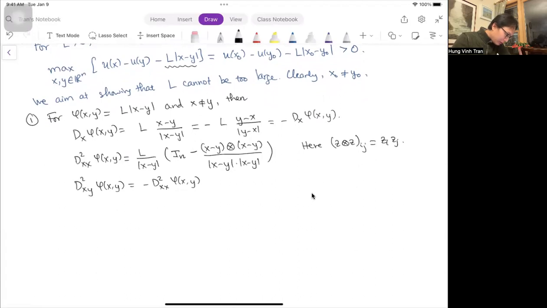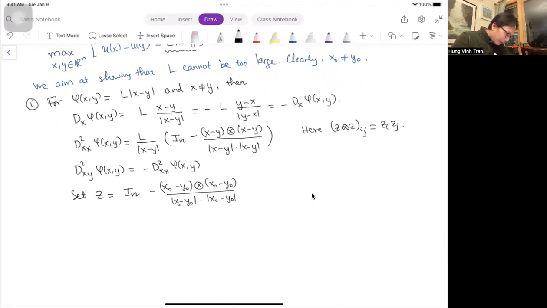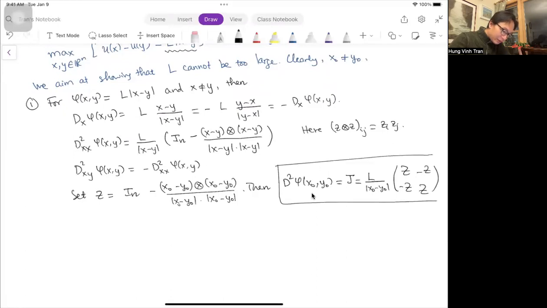Thus, let's simplify our notation. We set Z to be this matrix: I_n minus (x naught minus y naught) tensor (x naught minus y naught) over |x naught minus y naught| squared. Then the Hessian of phi at (x naught, y naught) would be simply a matrix J that can be written as L over |x naught minus y naught| outside, and inside a block matrix with Z, minus Z, and minus Z, Z. So this is the Hessian of this function.